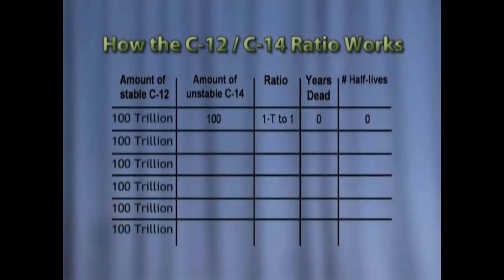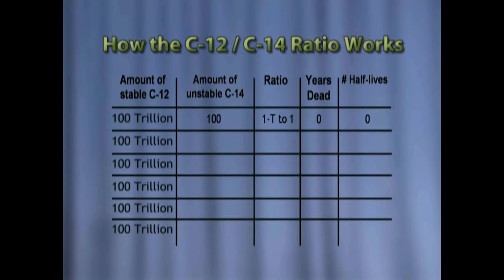For example, we find a fossil, we find 100 trillion carbon-12 atoms. Now I'm going to use very simple figures here to keep the mathematics easy to understand. So we find 100 trillion carbon-12 atoms, and we find 100 carbon-14 atoms in there. That is a ratio of about 1 trillion to 1. So how long has it been dead? Well, it just died. No half-lives have expired. So it's just dead.